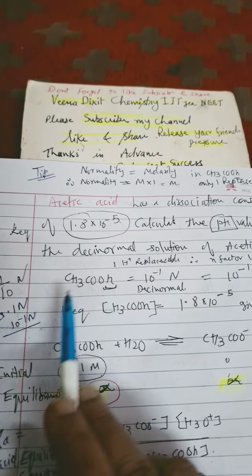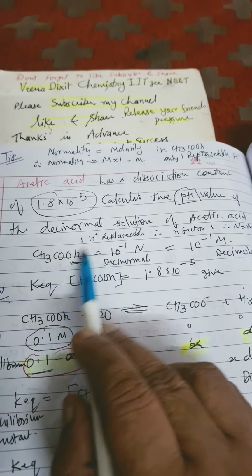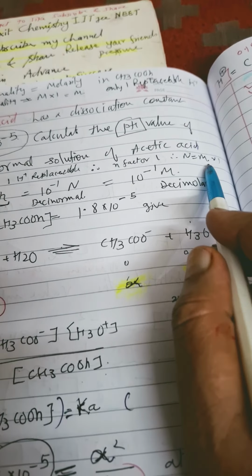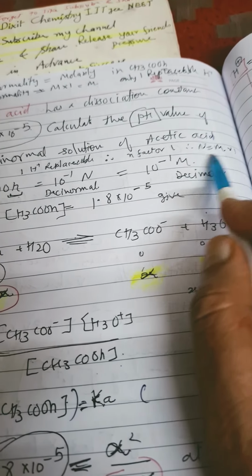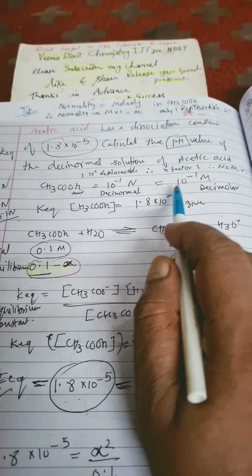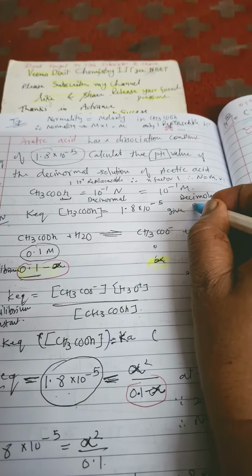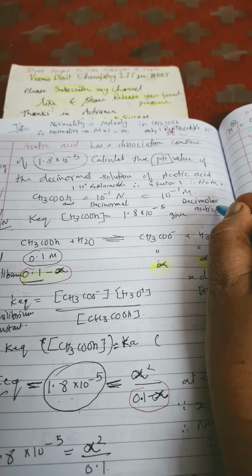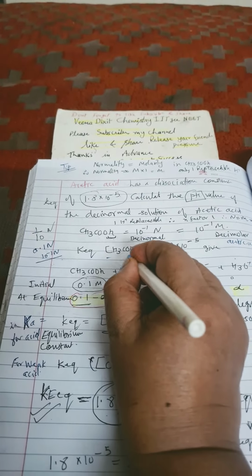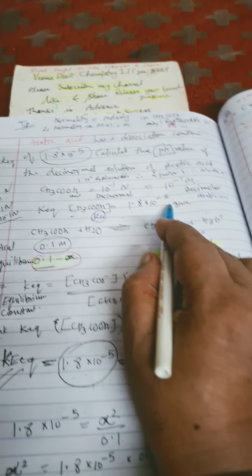We should know that acetic acid is only having one H positive replaceable, so n factor is 1. So normality is equal to molarity into n factor, which is 1, so normality is equal to molarity. So we can write Deci normal solution equal to Deci molar solution, Deci molar acetic acid solution. Now K equilibrium is given, and K equilibrium for acetic acid is considered to be Ka, which is equal to 1.8 into 10 raised to power minus 5.